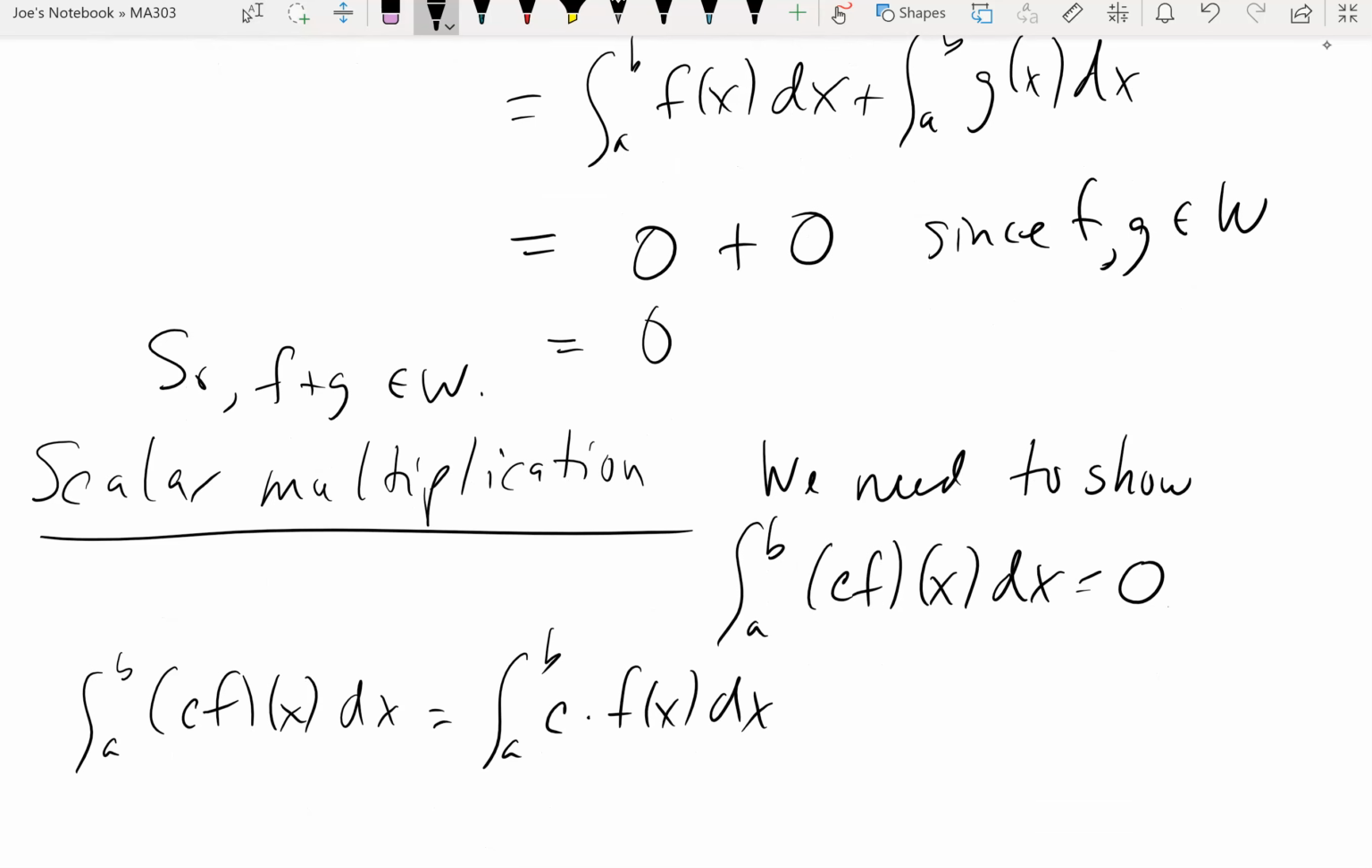Now, again, we've got an integral. So what can I do with this constant with respect to the integral? We can pull it out in front. And then where does f live? In W. So what does this integral have to be? 0. So we have c times 0, and c times 0 is still 0. Good news is we're still in the real numbers. In some other algebraic structure, maybe it's not 0 anymore.